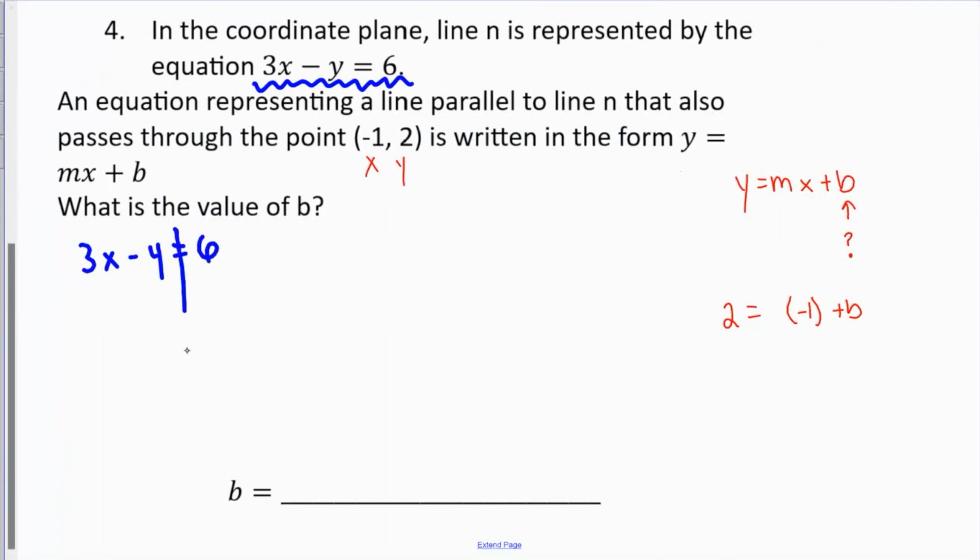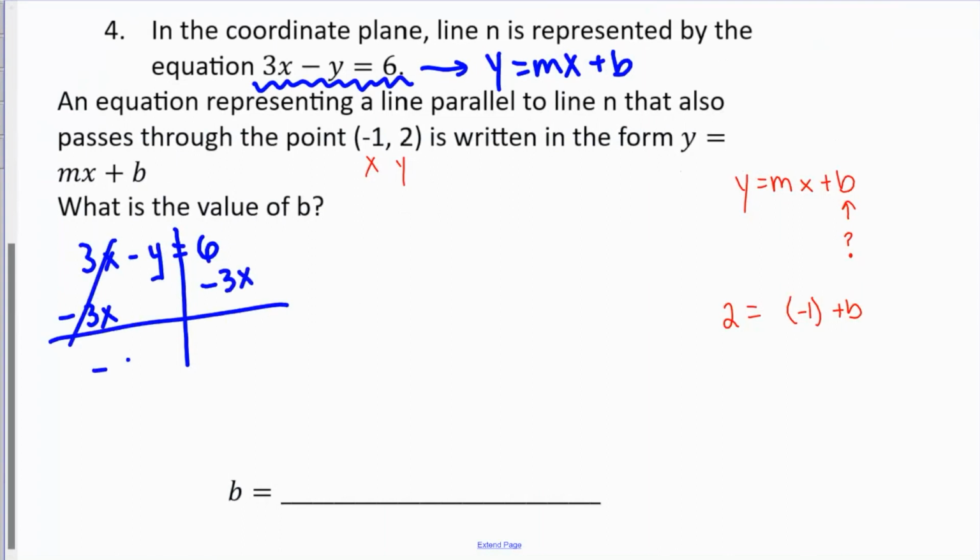Now, how do we figure out our slope? We have to convert this to slope-intercept form, y equals mx plus b, in order to find our m. So I need to get y by itself. This is a y. So I'm going to start by moving the x over to the other side. We're going to do minus 3x. Whatever I do to one side, I must do to the other. I'm left with -y equals -3x plus 6.